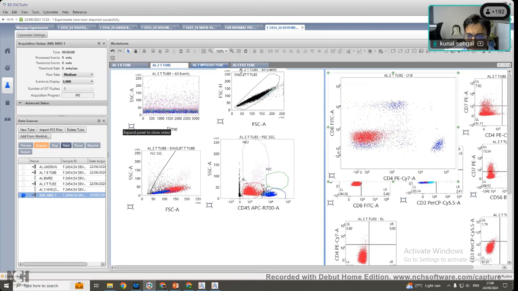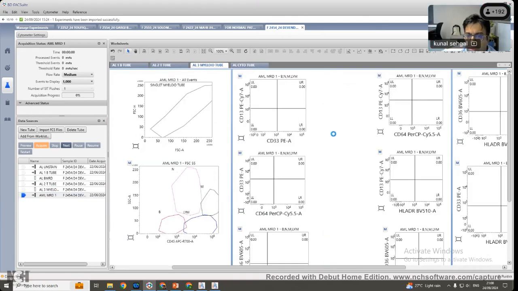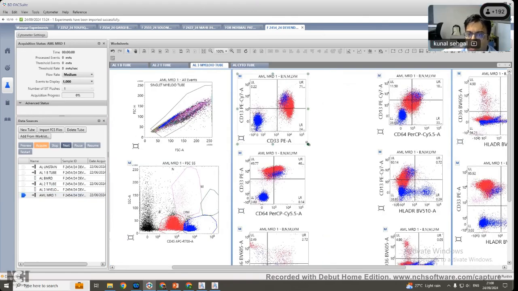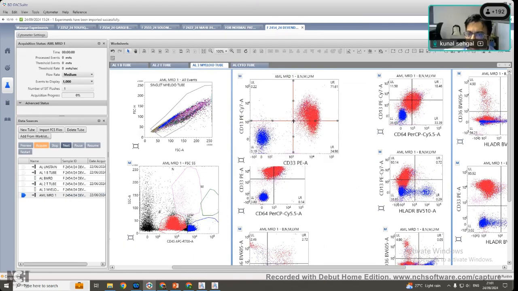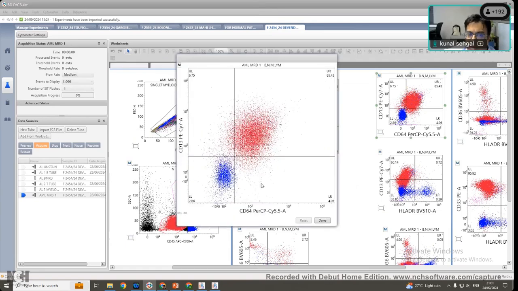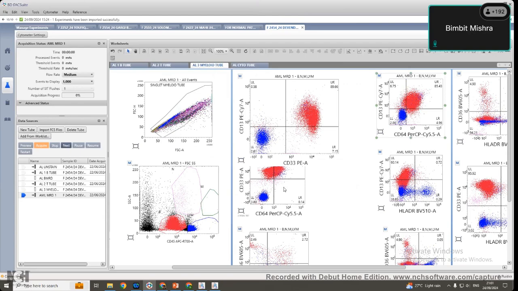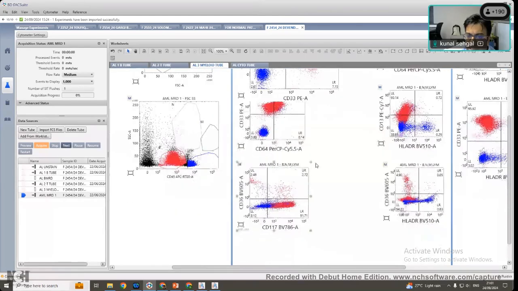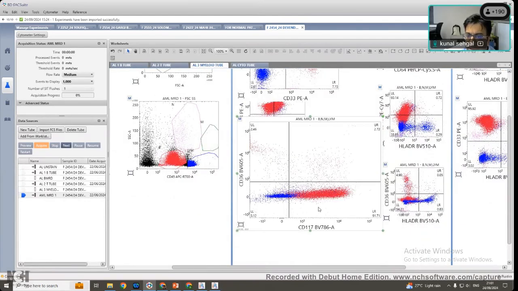Myeloid markers. So anyone, what about CD33? It's positive. CD13? Positive. CD64 over here? It's diffuse. CD13 and CD64? Positive, right? Okay, let's see CD117, immaturity marker. Positive? Heterogeneous.